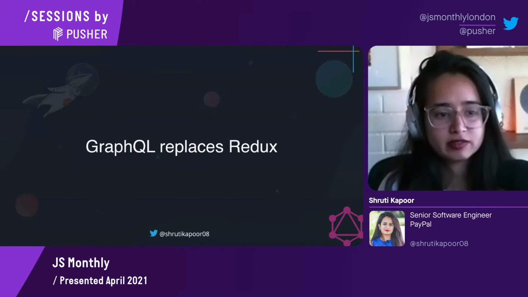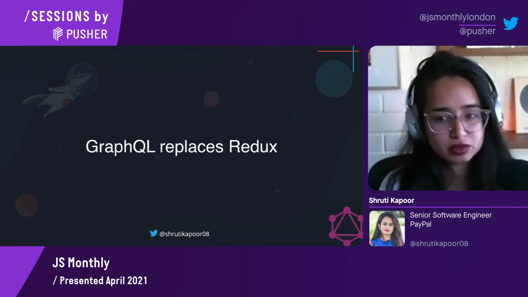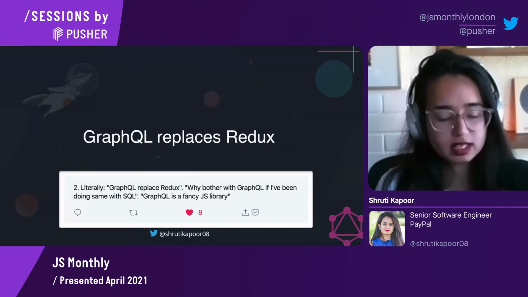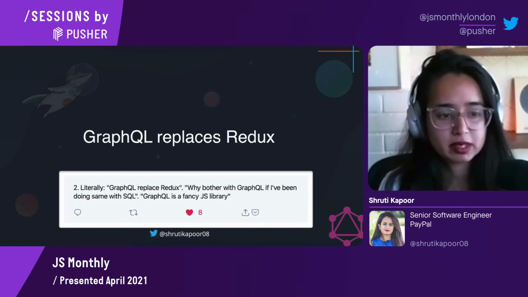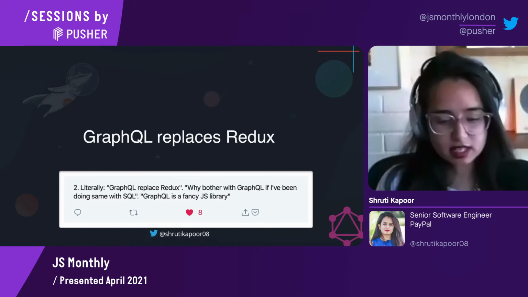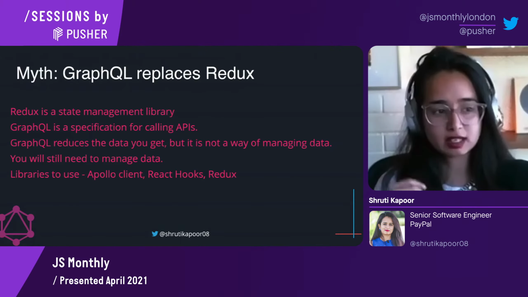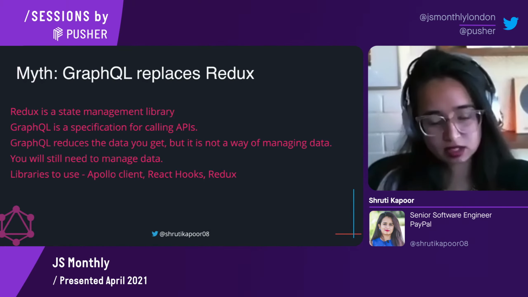And I think another very common misconception is that GraphQL replaces Redux. I think this may be because GraphQL already reduces the need for a state management library. So people say, why bother having something like Redux or even React hooks? But the thing is that GraphQL is just a way for asking for data, and once you have that data on the client side, you still need to manage it.